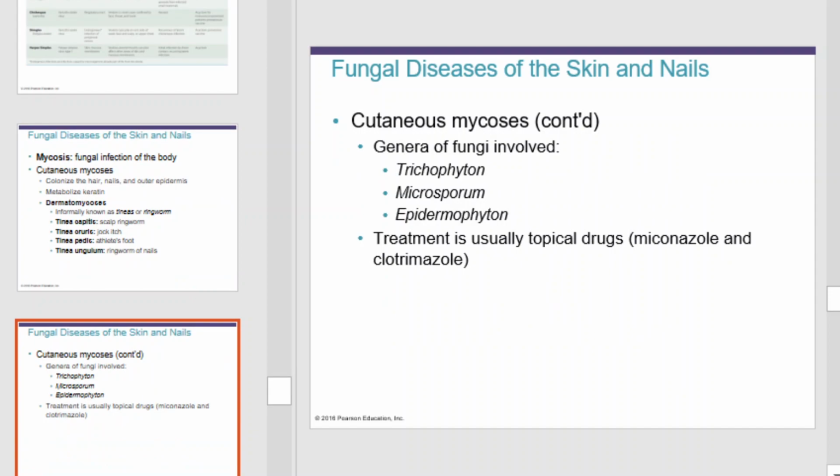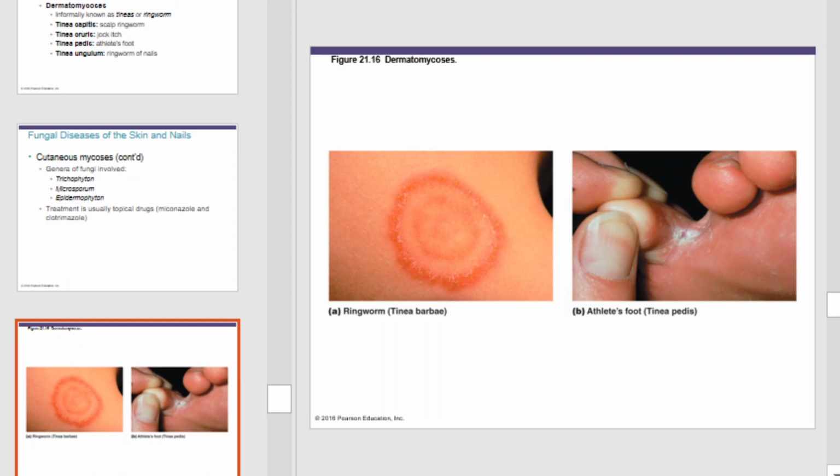Cutaneous mycoses are caused by genera of fungi that include Trichophyton, Microsporum, and Epidermophyton. Each can be treated using topical drugs like miconazole. This is what ringworm and athlete's foot look like.